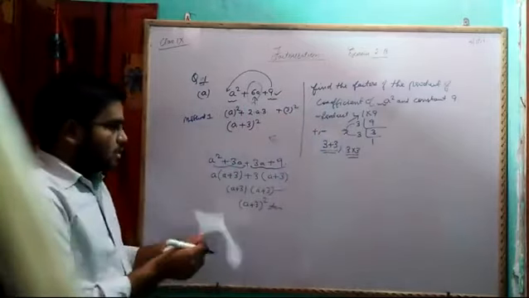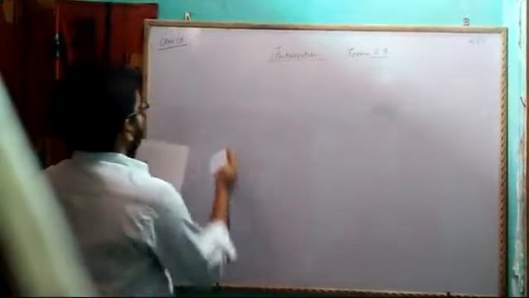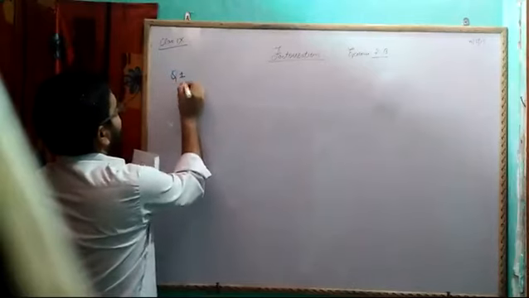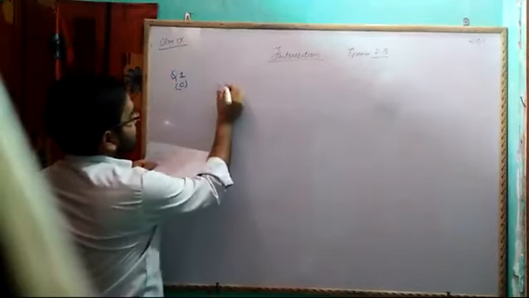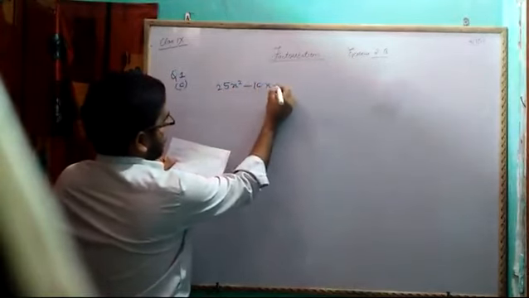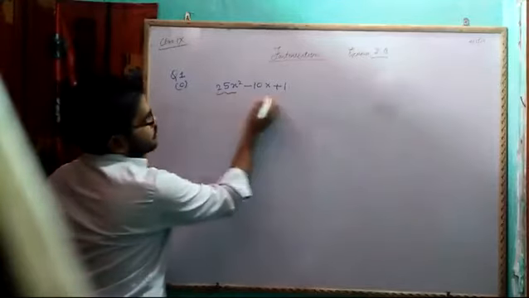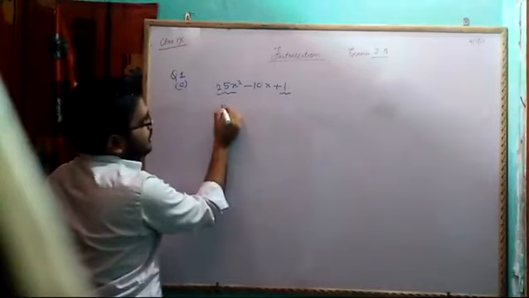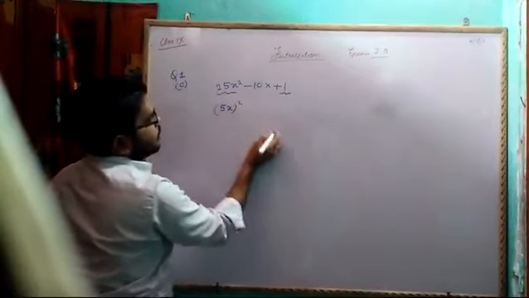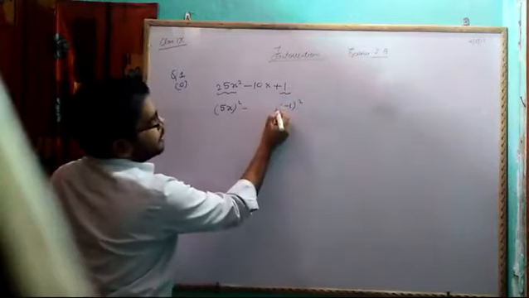Now I will solve another question and I hope it will be clear. Question number 1 subpart C only I will take. You have 25x square minus 10x plus 1. Now as you can see, it is a perfect square on this side as well. So I can write 5x whole square minus 1 or plus 1. It will be plus only.